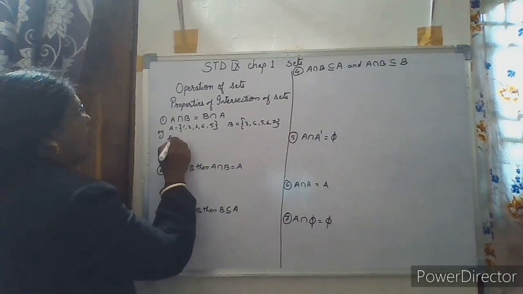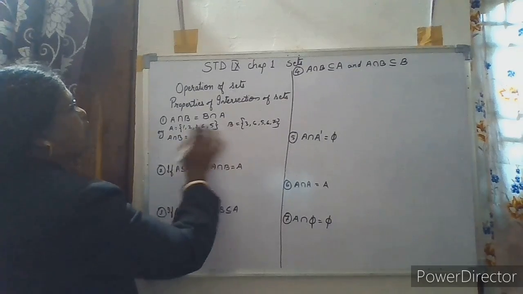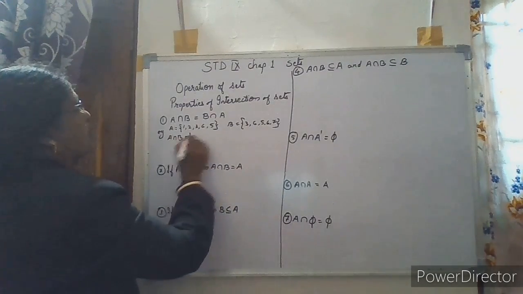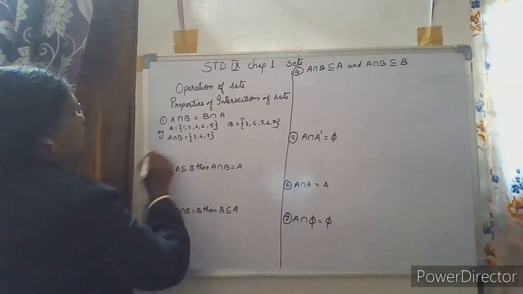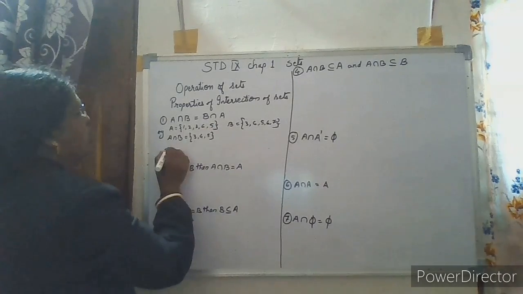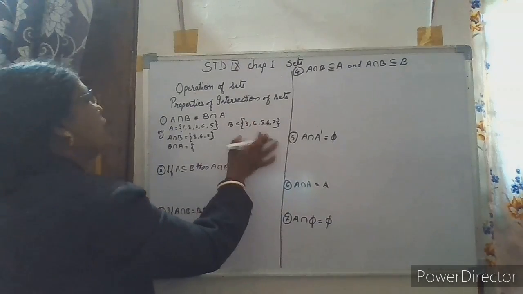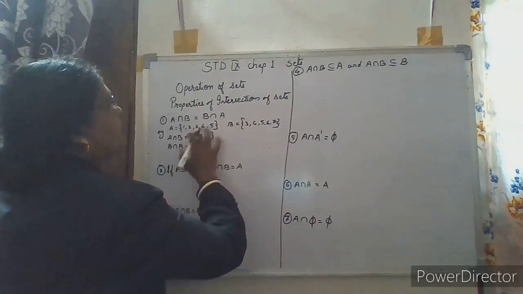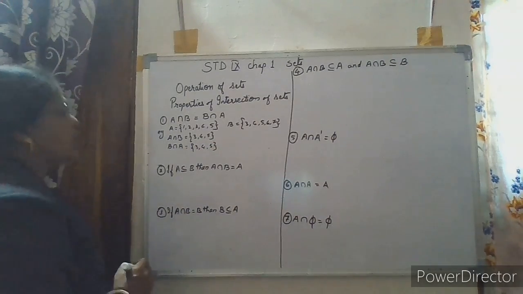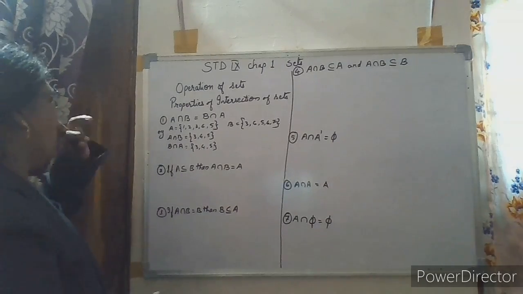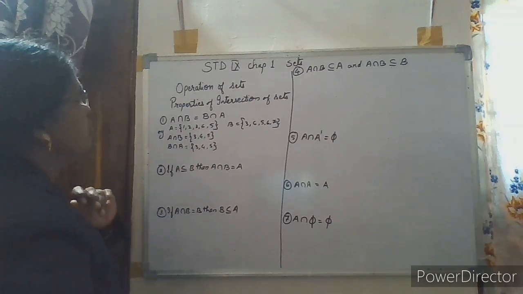So let us find out A intersection B. What is common between A and B? That is 3, 4, 5. Then what is common? That is B intersection A, common between B and A. B and A, you see 3, 4, 5. These are the elements common in B intersection A. So A intersection B and B intersection A, you see the elements are the same here.